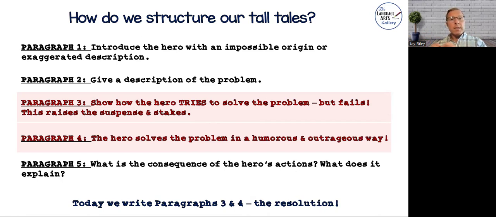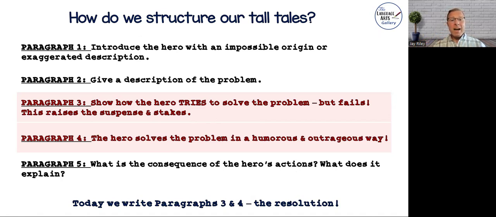Now, this particular lesson is aimed at fifth grade students. We could really use it from fourth grade up to seventh or maybe even eighth grade. Now, we want to teach our students the concept of suspense. We're raising the stakes in our story. One way to do that is to have the hero attempt to solve the problem and fail at it. So in paragraph 3, we're going to describe how our hero tries to solve the problem, but they fail. Then in paragraph 4, they're actually going to solve the problem in a humorous way.